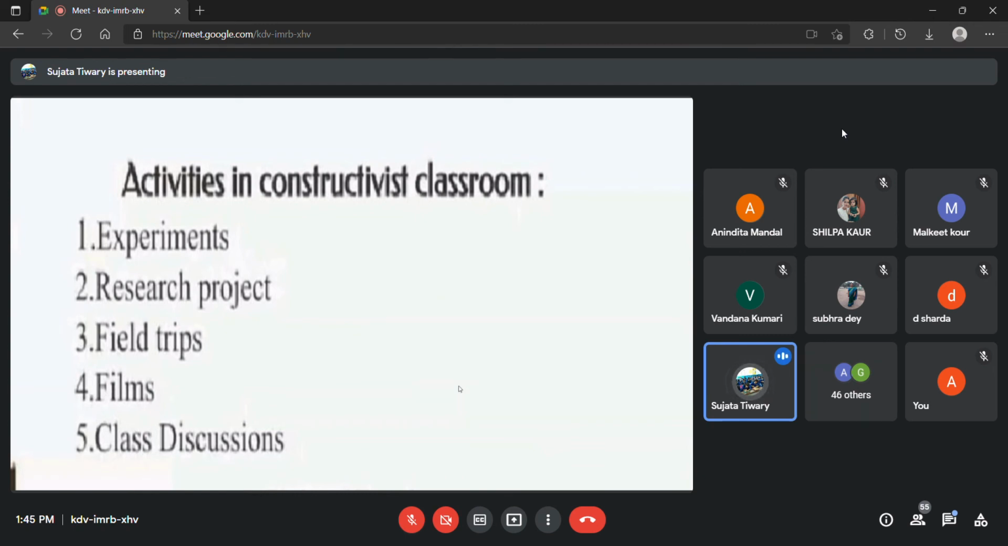Now films can be given, like documentary films, educational films. Then the class discussion: divided into different groups, give them a topic, they will discuss, they will share their ideas, then they come up with the final decision. They will write it on a paper and come up with the final result and the final answer.